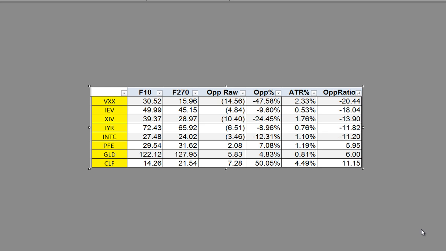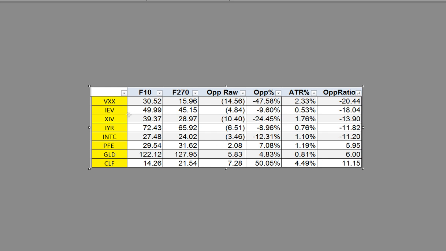And so we find our list of favorite trading targets and we compute a forecasted value for the 10-period regression line, F10, the 270-period regression line, F270, and we find the difference between those. And we compute an opportunity raw dollar value, op raw, an opportunity percentage, taking that opportunity as a percentage of the current price. We're going to compare that to the ATR percentage for volatility and come up with what we were calling the opportunity ratio, or a reward to risk ratio.